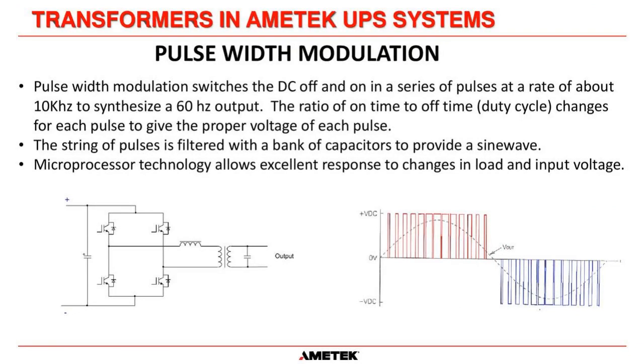Pulse width modulation switches DC off and on at a rate of 10 kilohertz. The ratio of on time to off time changes for each pulse to give the proper output voltage, and the string of pulses then is filtered to provide a sine wave. The one nice thing about this is that the microprocessors we've got today allow us to look at output waveforms and sample them really fast, and the system is very fast to respond to changes in load and output and input voltage.